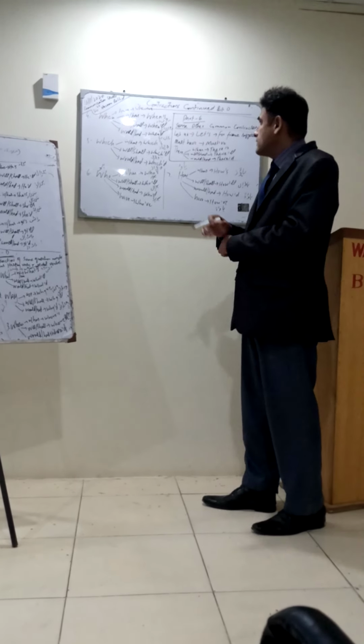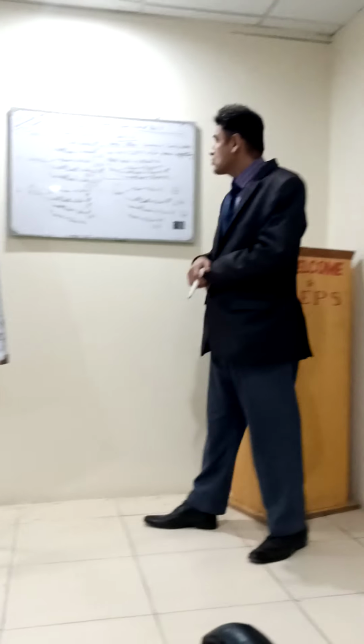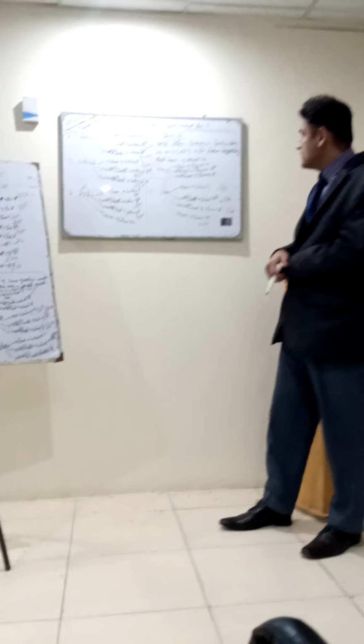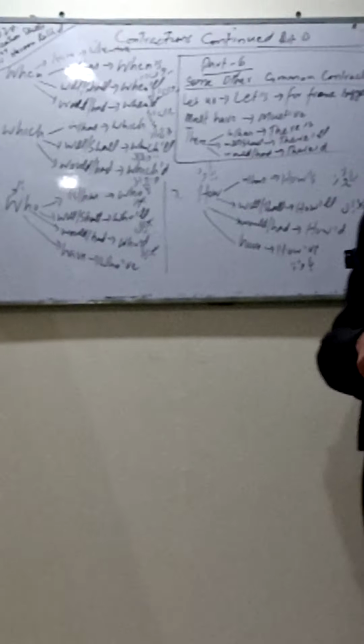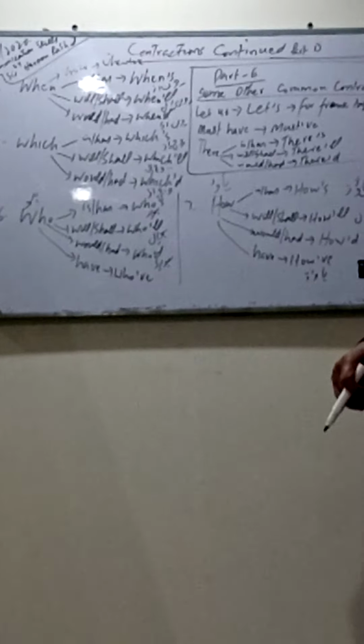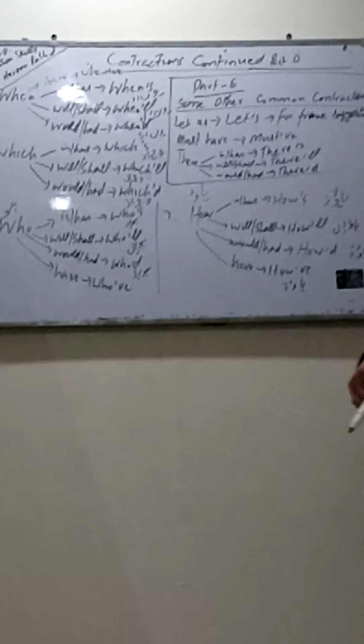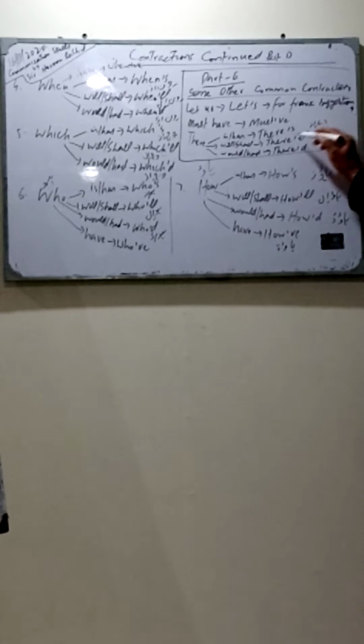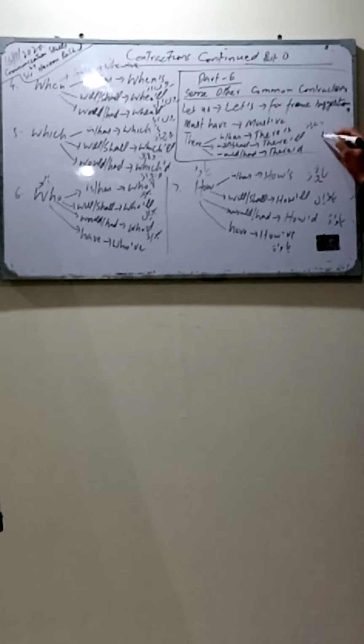Part E has some other common contractions. Here, let us, we normally use for very frank suggestions: let's. And must have, must've, for example must've done this work. Next, there is a special keyword, there. We can contract there is, there's. There will, there shall, there'll. There would, there had, there'd.